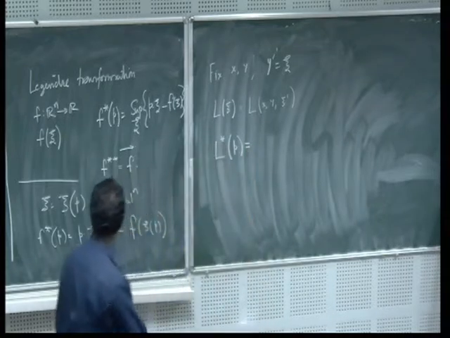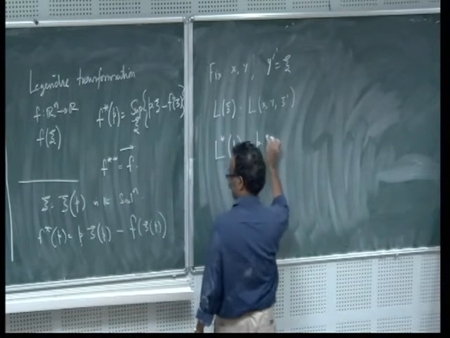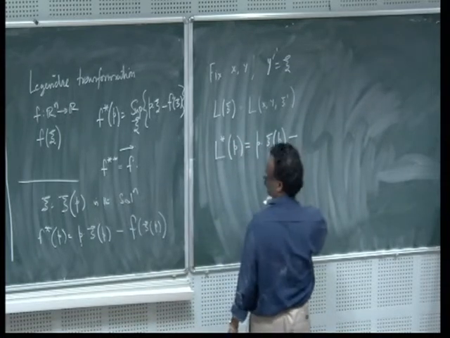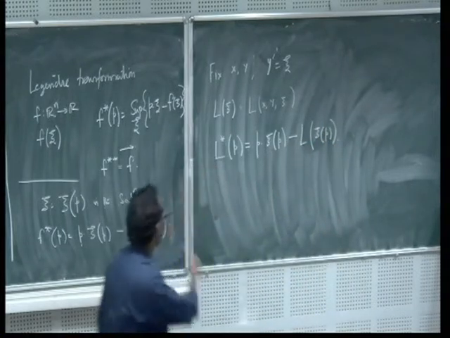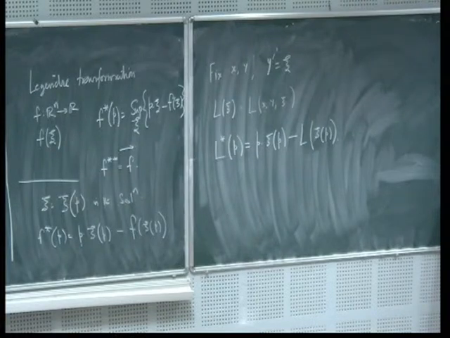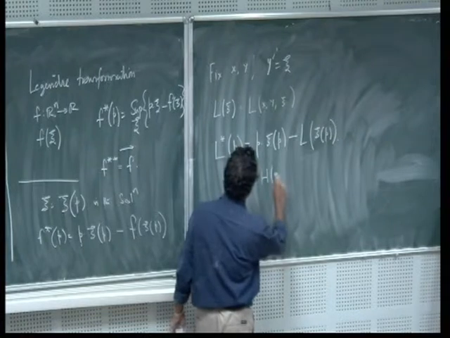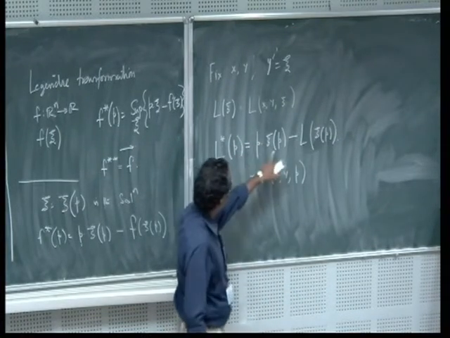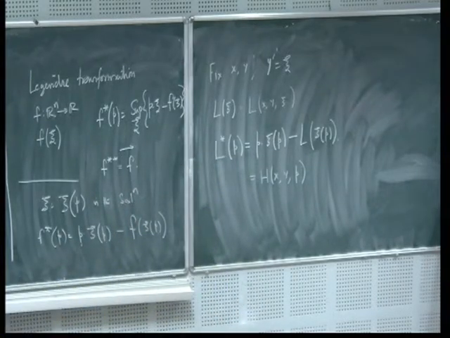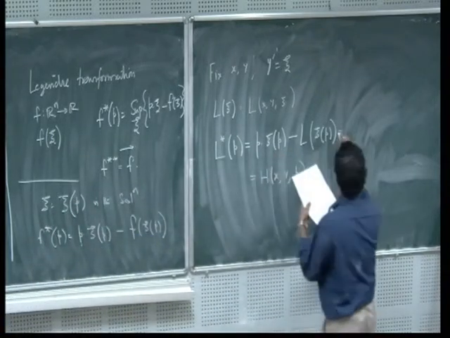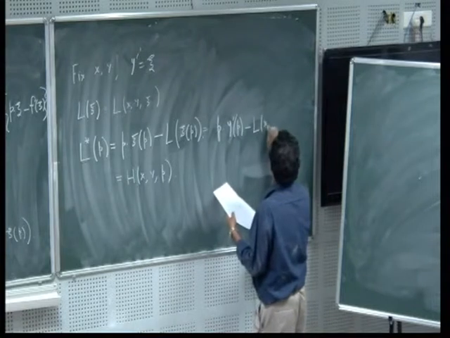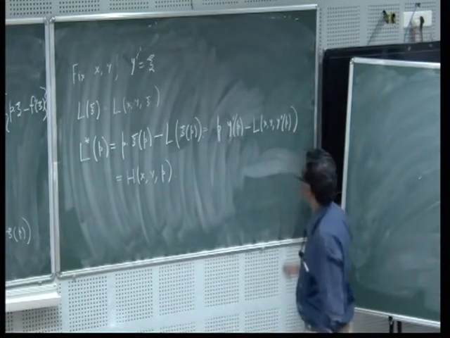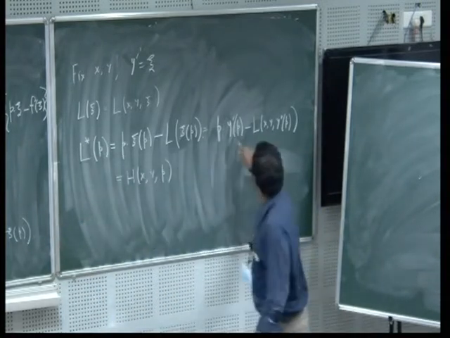And then what is my L star of p? L star of p is p psi of p minus L of x, y, psi of p. That's my Hamiltonian, right? H of x, y, p is the definition: p times y prime, evaluated at p, minus L of x, y, y prime at p. And that's how my Hamiltonian is introduced: p y prime minus L.